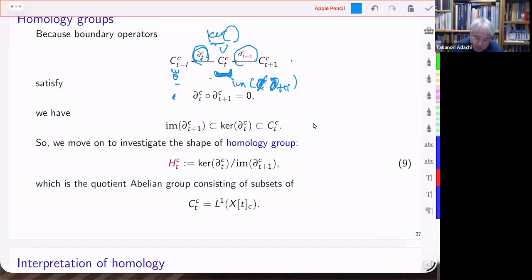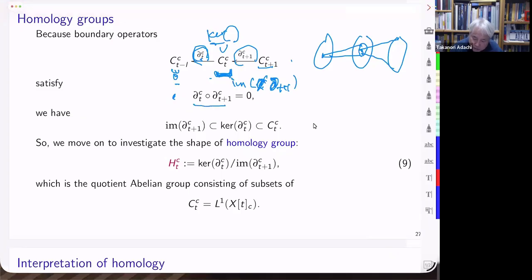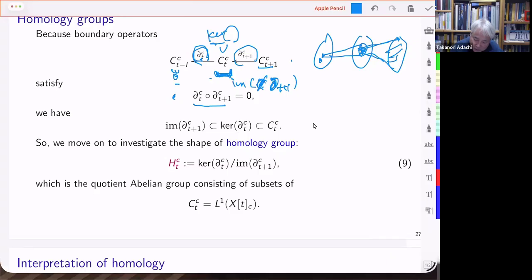So this is just an image, because of these three, call that 0. So 0 is this kernel, and the image must be inside this kernel, because the combination of these becomes 0. Which means the image of these is inside the kernel. A kernel is a set which goes to 0. So we have this relation.